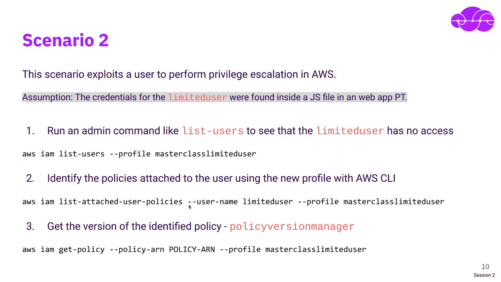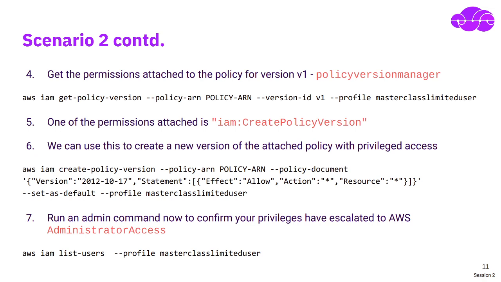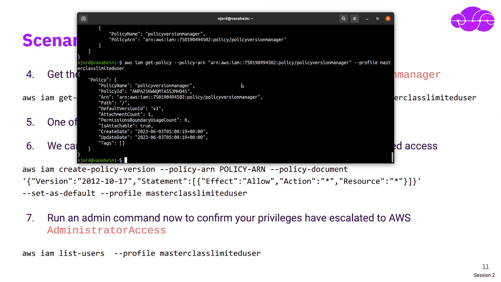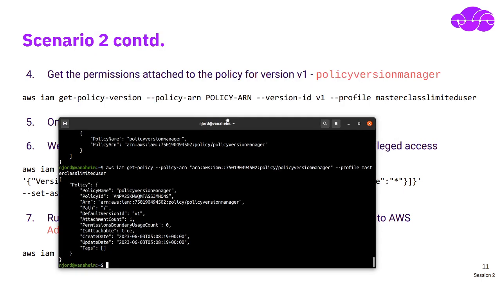So once you've identified the version number of the policy, what we are going to do is look at the details of what the policy allows us to do. The command to do that is on screen here for step 4.